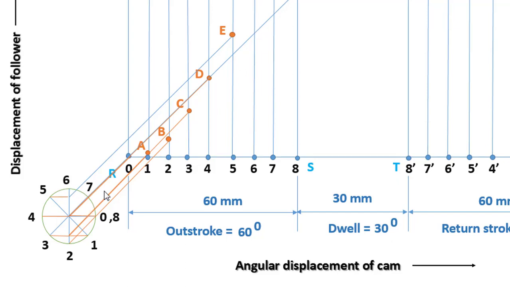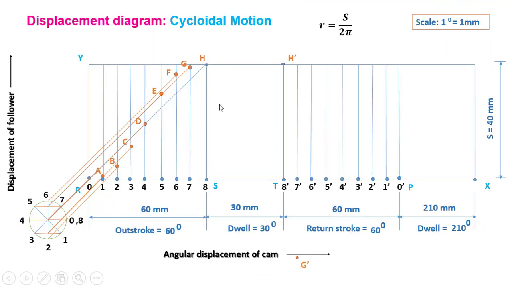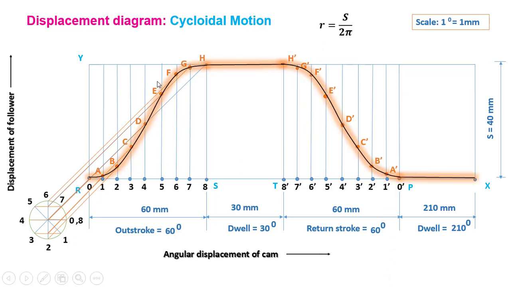Then a parallel line to RH from point 6. This will give us point F. And finally project the point 7 on this vertical line and draw a parallel line to RH. This will give us point G. Similarly, obtain the points S dash, G dash, F dash, E dash, D dash, C dash, B dash, A dash. Join these points and this is the complete displacement diagram for the cycloidal motion.